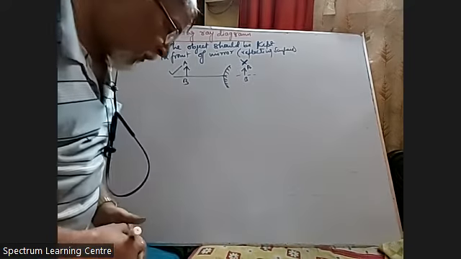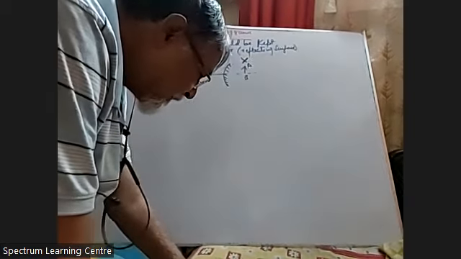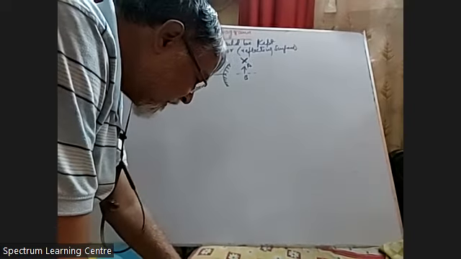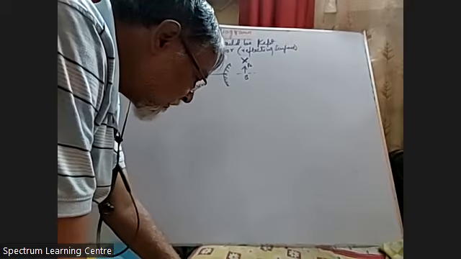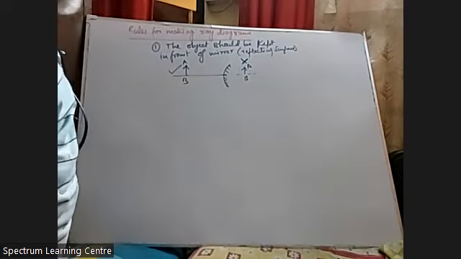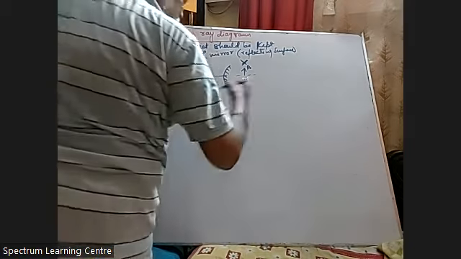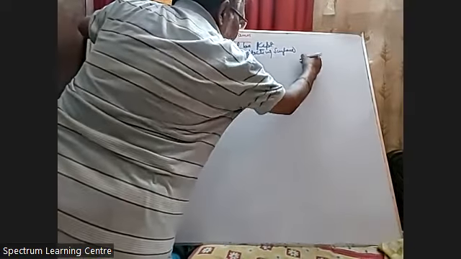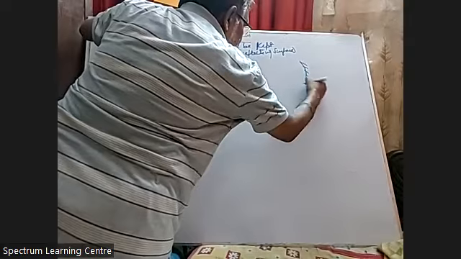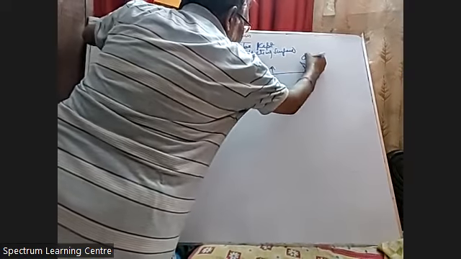In your book, it is written that the object is kept in front of the reflecting surface on its left side. But here the reflecting surface is on its right side, it should not be this way. The reflecting surface should be on the right hand side of the object. This is concave.